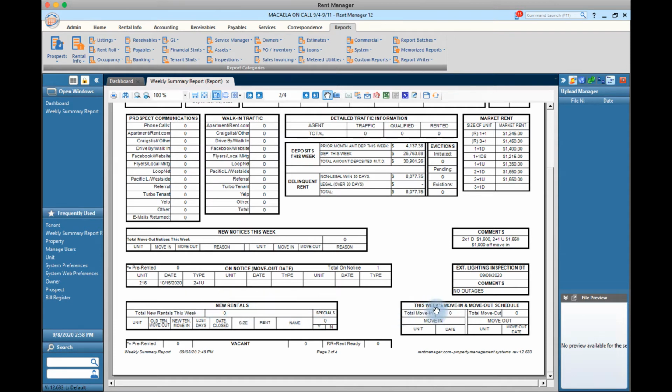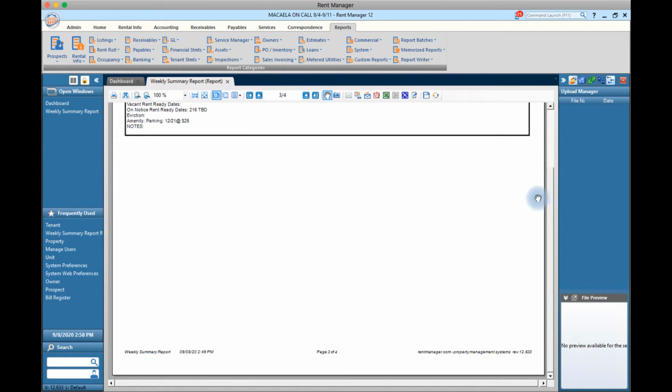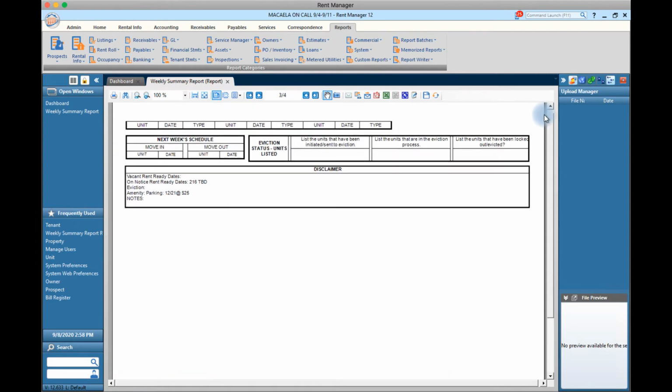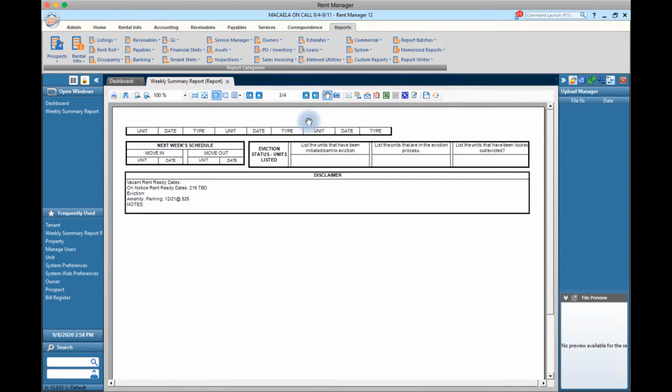To this bottom, we have this week's move in and move out schedule, so whether someone was moving in or whether someone was moving out. And then lastly, we have this vacancy right here, which also connects on the second page, right up here. And since we don't have any vacancies, this area is blank, but if we did have a vacant unit, that would be listed right here, the unit, the date it became vacant, the type of unit it is. We have next week's move-in schedule, so who's moving in and who's moving out.